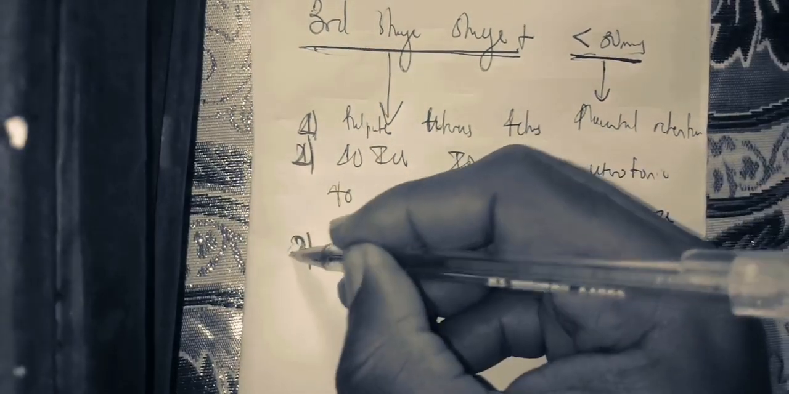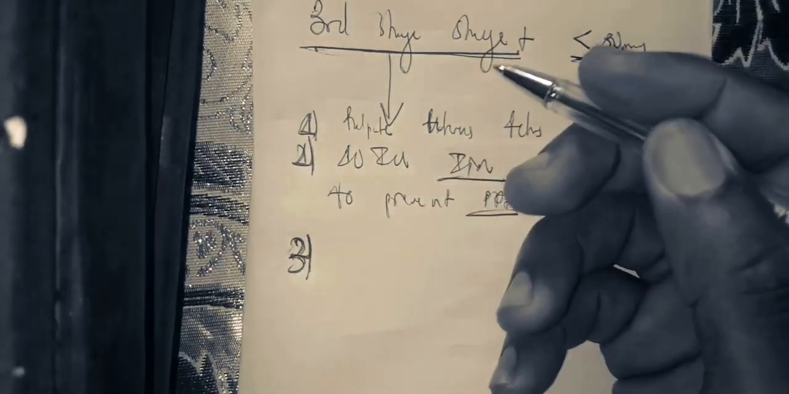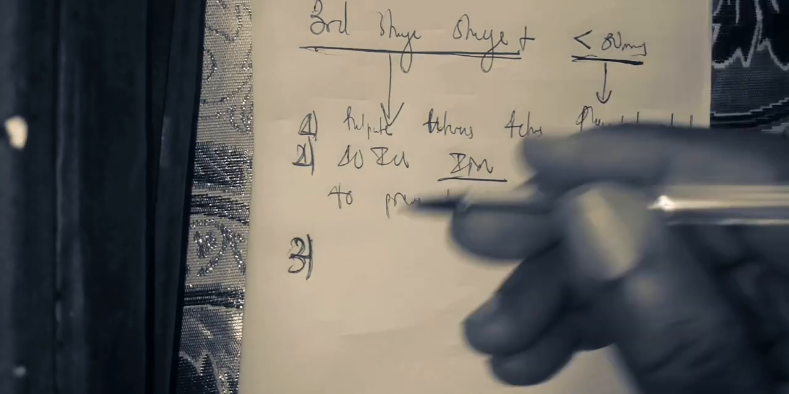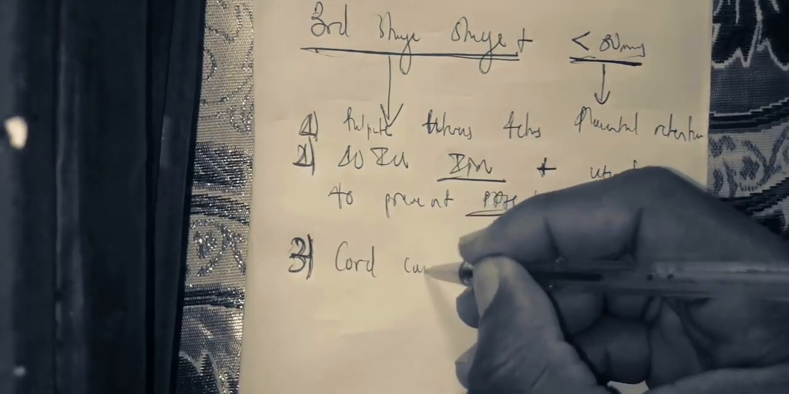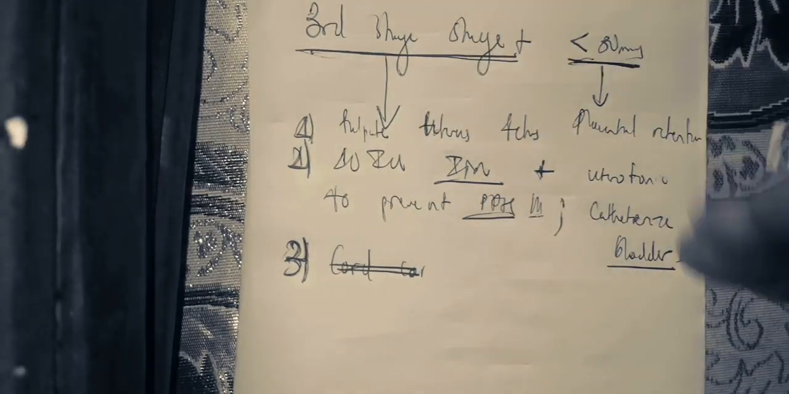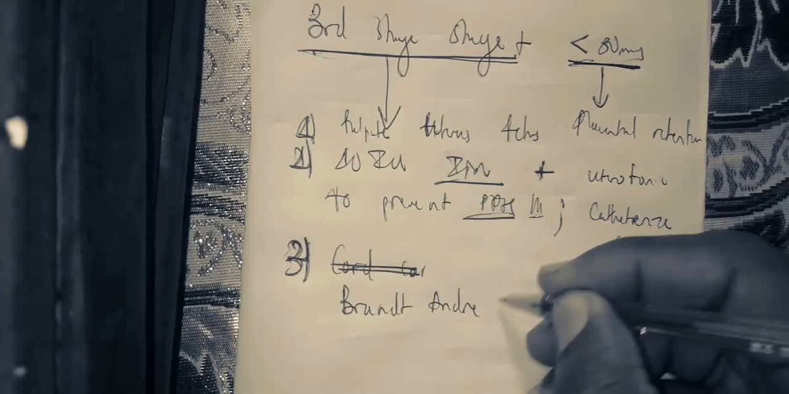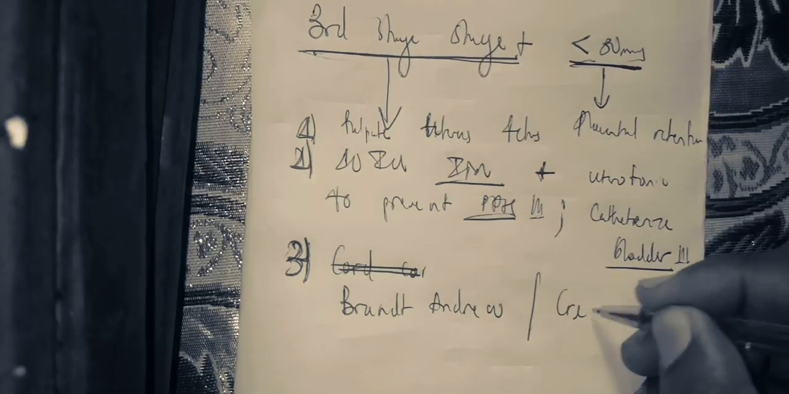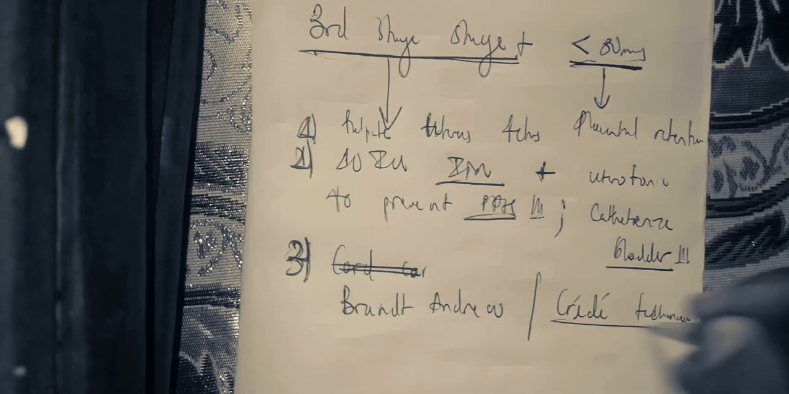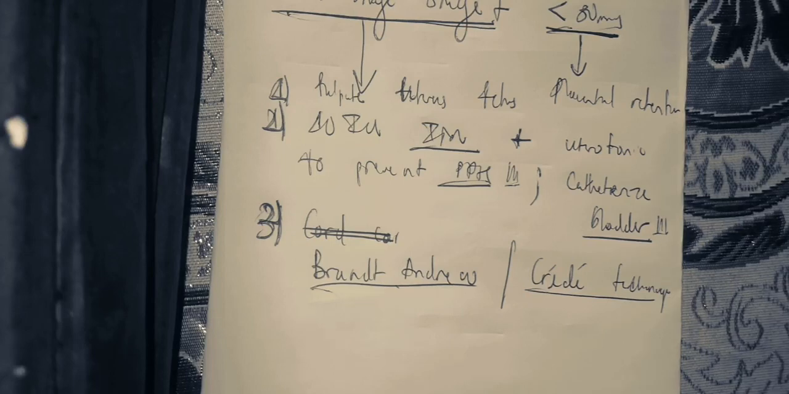So the third thing after that is to do what? After clamping, you do a controlled cord traction. It depends on which technique you want to use. In the active management of the third stage of labor, you can use either the Brandt-Andrews technique or the Credé technique. Is it clear? So there are two techniques you can use.